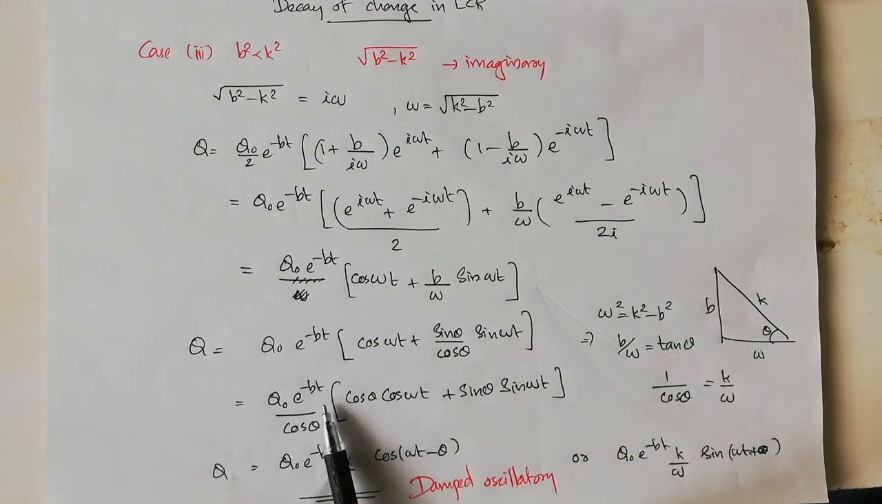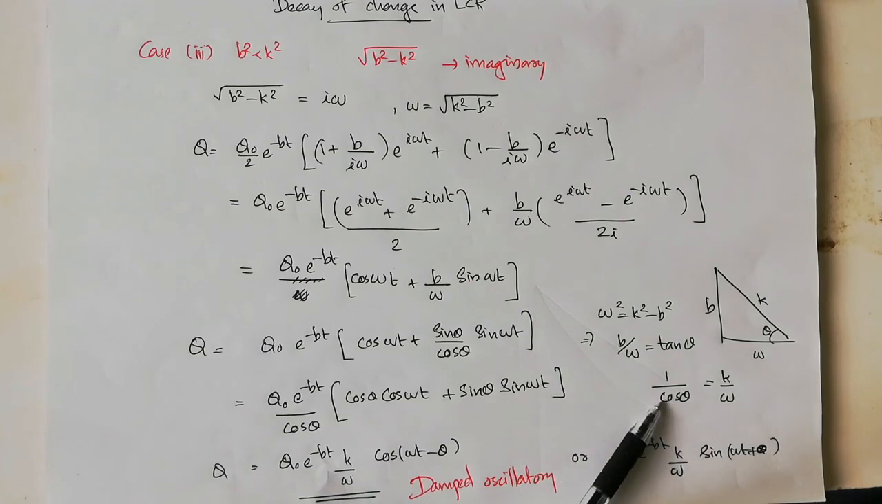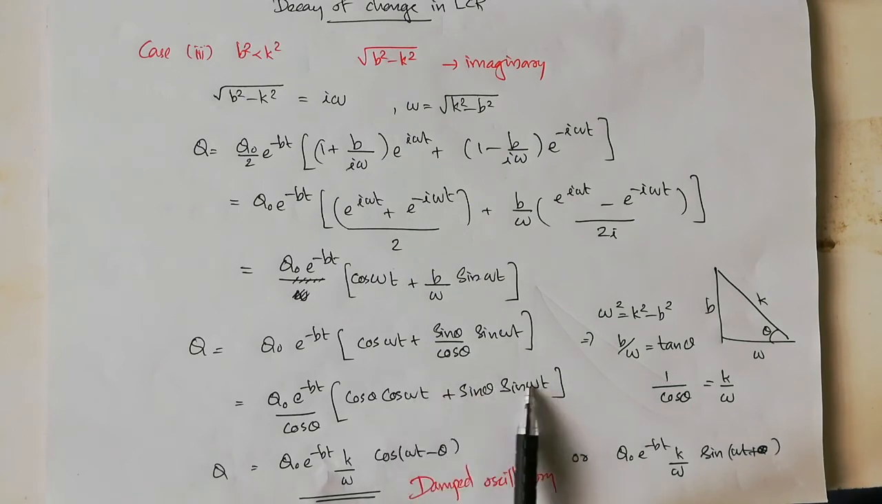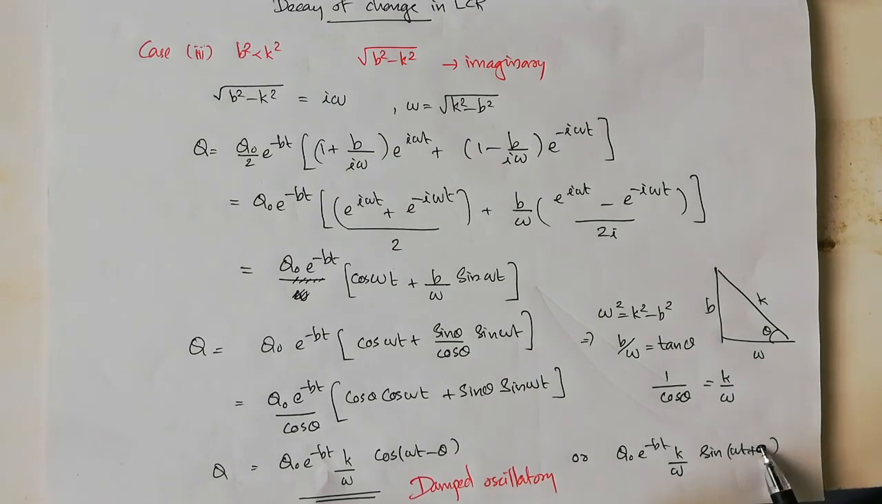Now I am going to substitute 1 by cos theta as k by omega. That is q0 e raised to minus bt times k by omega times cos (omega t minus theta), where cos a cos b plus sin a sin b is cos (a minus b), or it can be written as sin (omega t plus theta). Here, look at this equation.